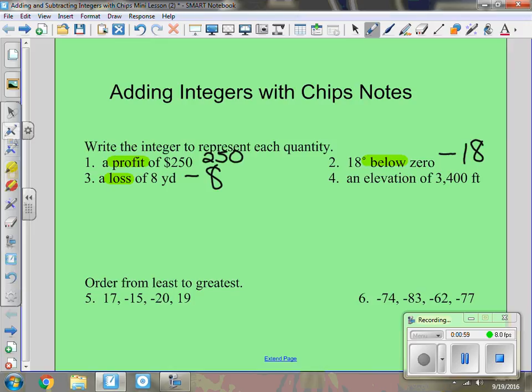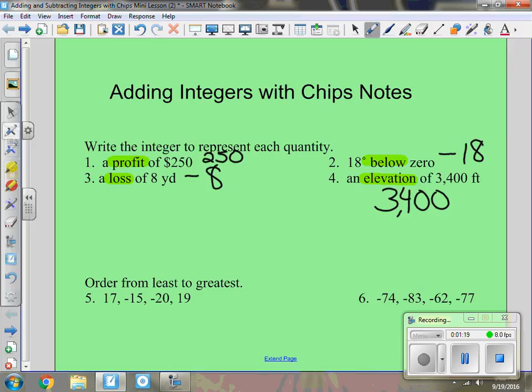Number four, it says an elevation of 3,400 feet. Elevation is kind of a tricky one. Sometimes it can be positive or negative, but they will tell you below sea level if it's negative. So since it does not say that, this is a positive 3,400.